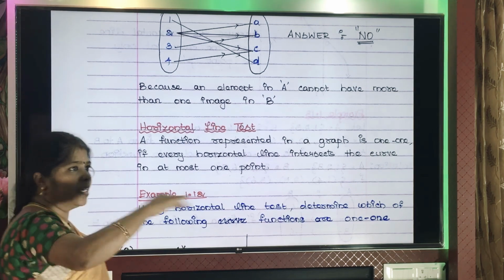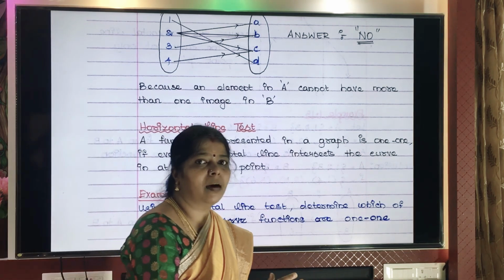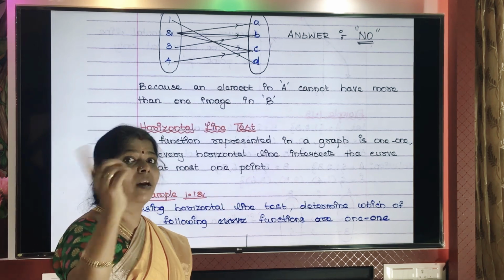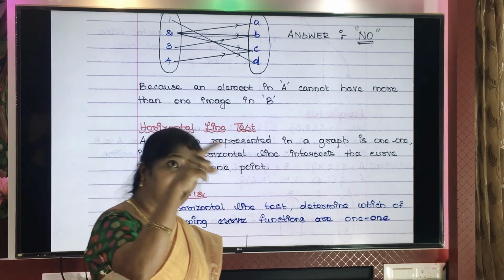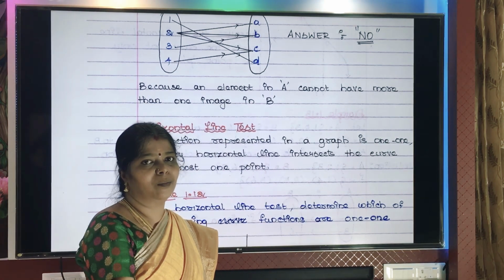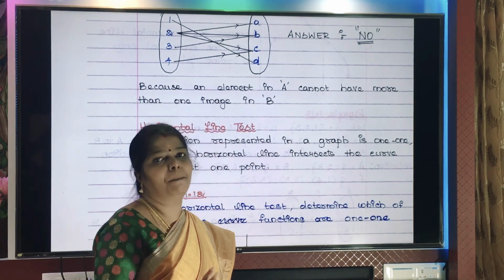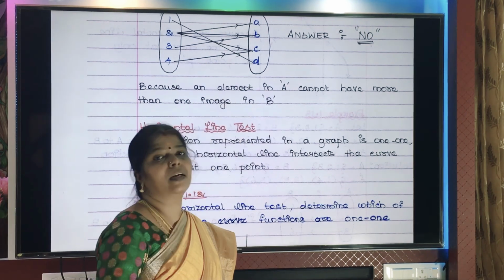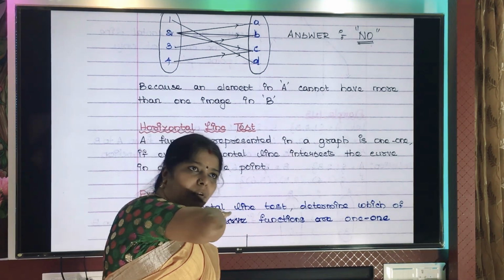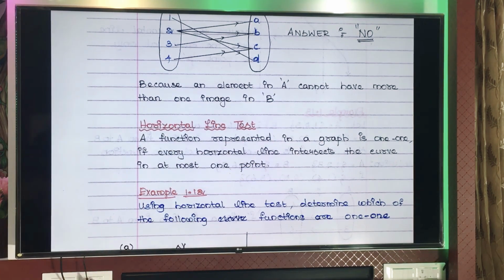Just as a vertical line touching the curve at only one place means it is a function, if a horizontal line touches the curve at only one place, it is a one-to-one function. So first check that it is a function, and only then see whether it is a one-to-one function. First, draw the vertical line and check whether it is a function. If it is a function, then try to draw a horizontal line and check whether this is a one-to-one function.